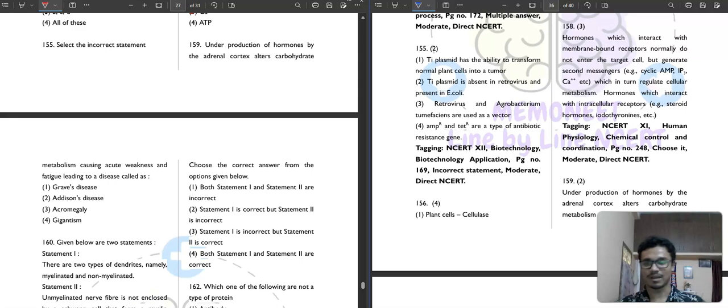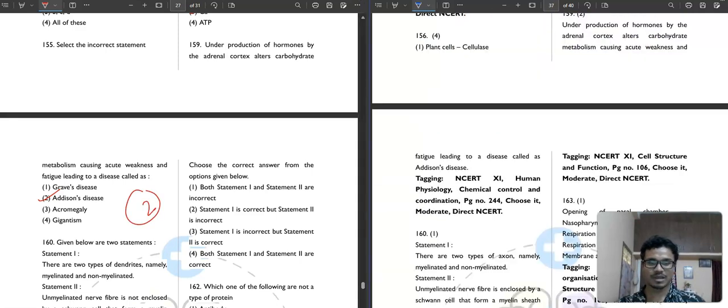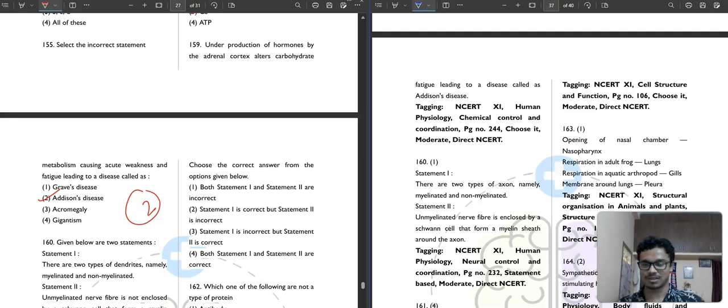Yeah, 159. Sorry. It is saying that underproduction of hormones by the adrenal cortex alters carbohydrate metabolism, causing acute weakness and fatigue, leading to a disease called what? So this is your Addison disease. The second option is your correct answer. Then moving to the next question, question number 160.